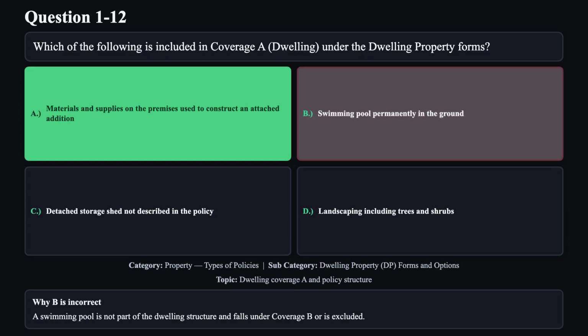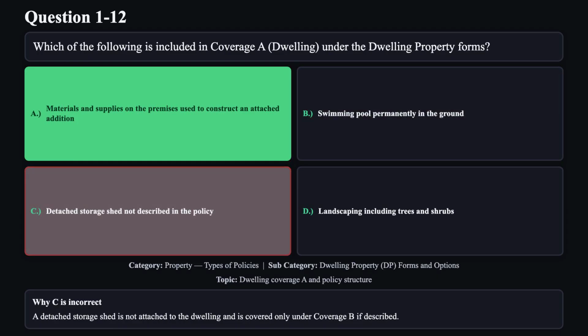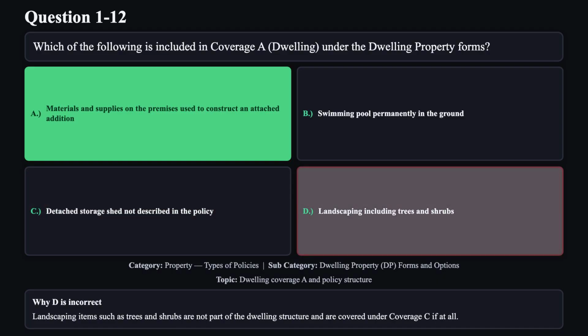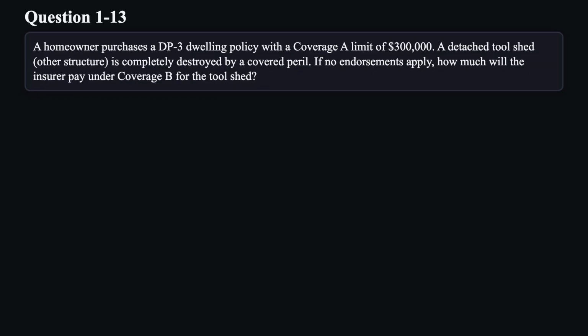Reason B is not correct. A swimming pool is not part of the dwelling structure and falls under coverage B or is excluded. Reason C is not correct. A detached storage shed is not attached to the dwelling and is covered only under coverage B if described. Reason D is not correct. Landscaping items such as trees and shrubs are not part of the dwelling structure and are covered under coverage C if at all.